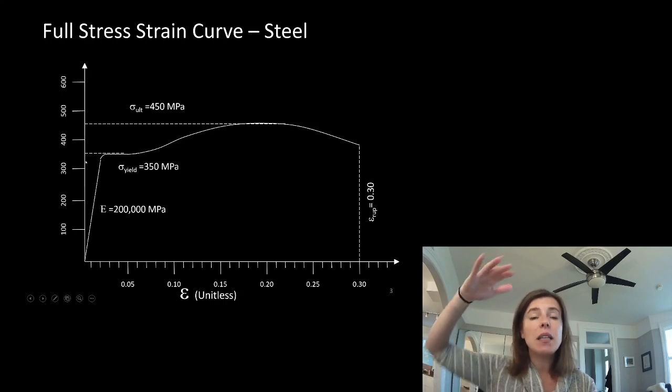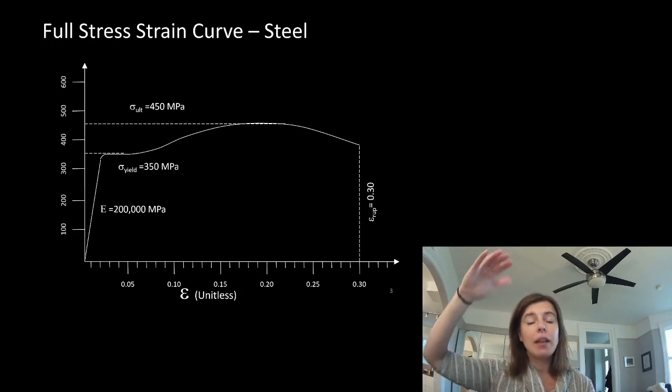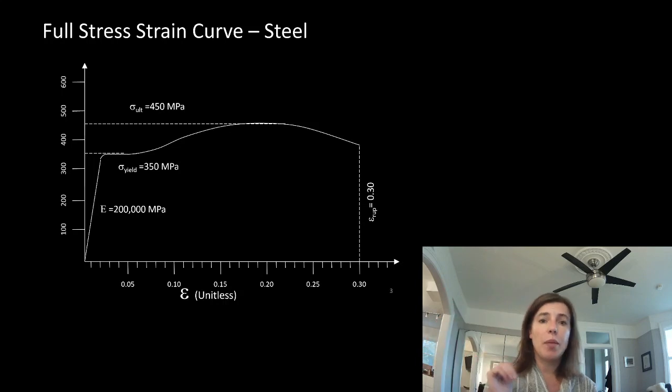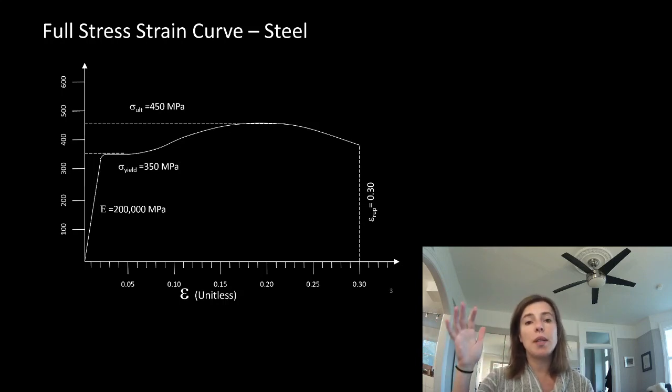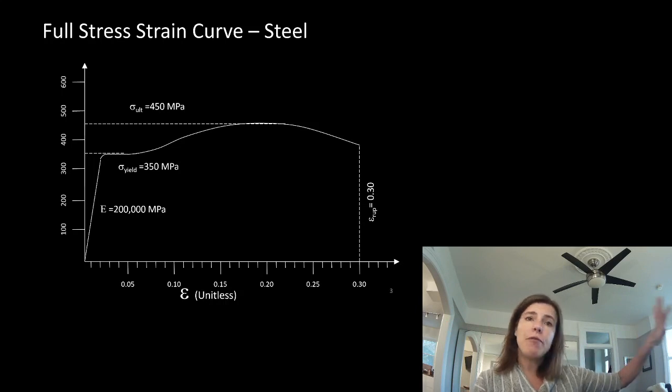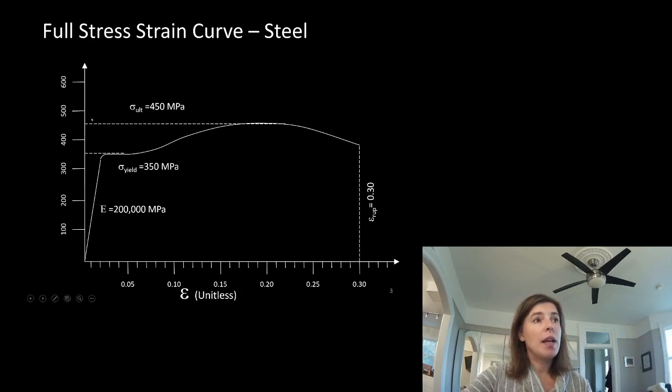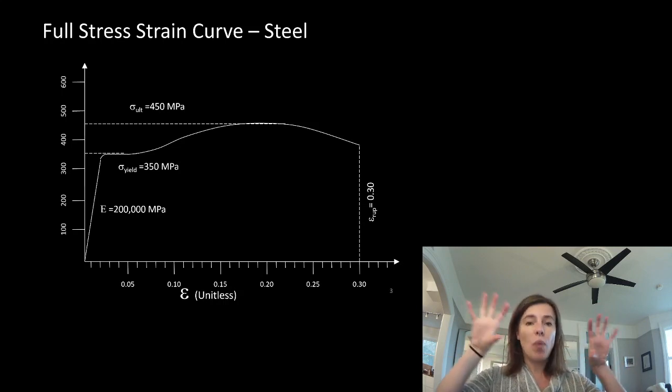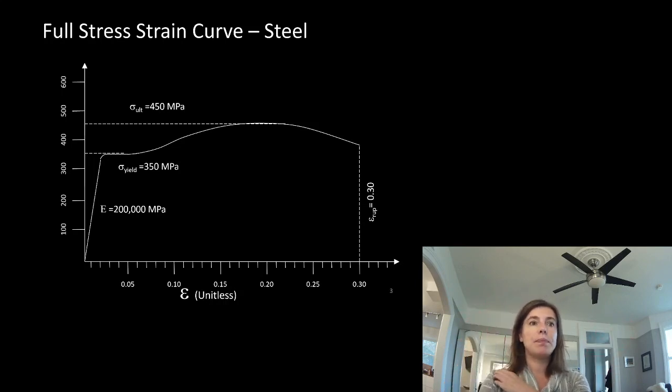That is our capacity. Now, we know we have to reduce our capacity because we want to make sure our reduced capacity is greater than our factored load. But we've already figured out how to factor our loads, and now we've got capacity, sort of. We've got to figure out how to work with it, but we're starting to get somewhere that we can compare two things to make sure we have members that work.